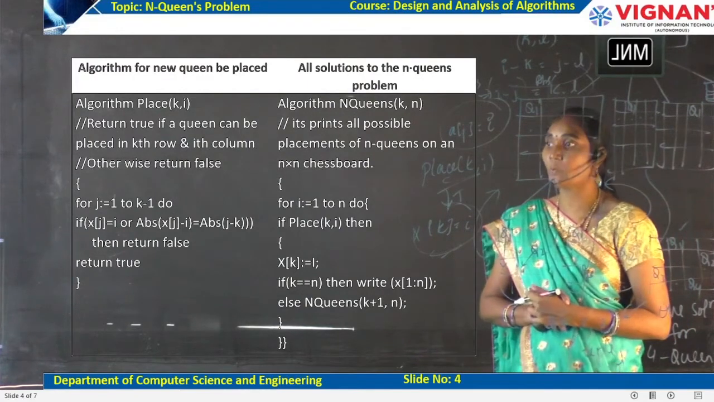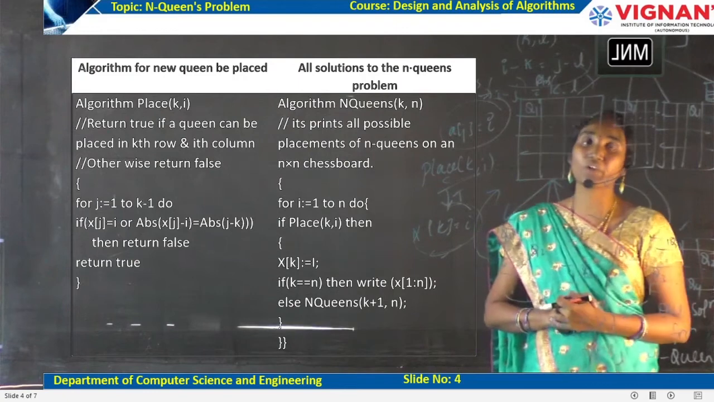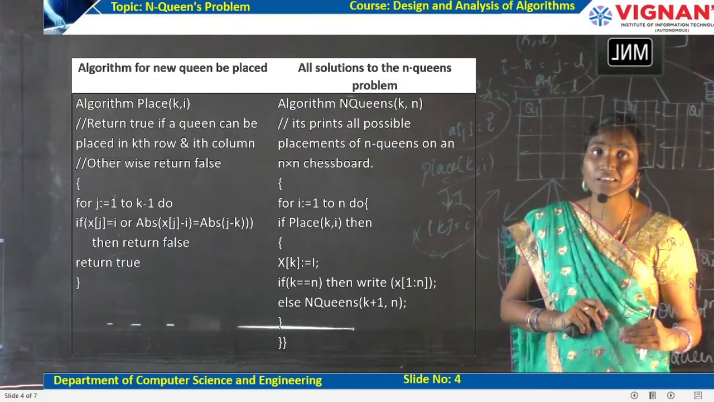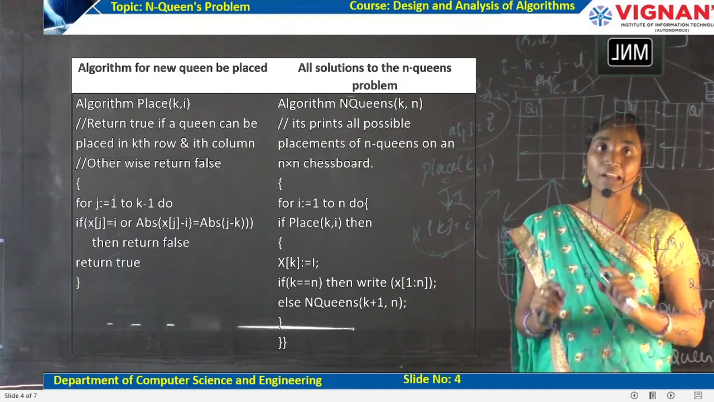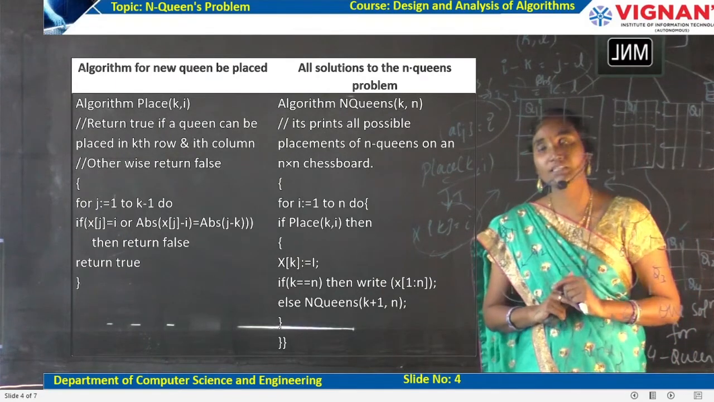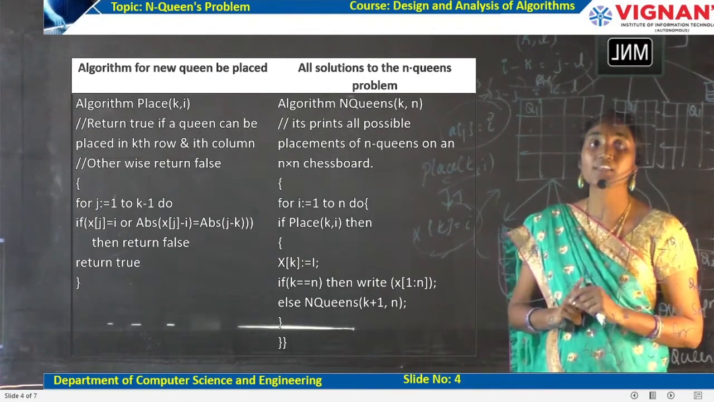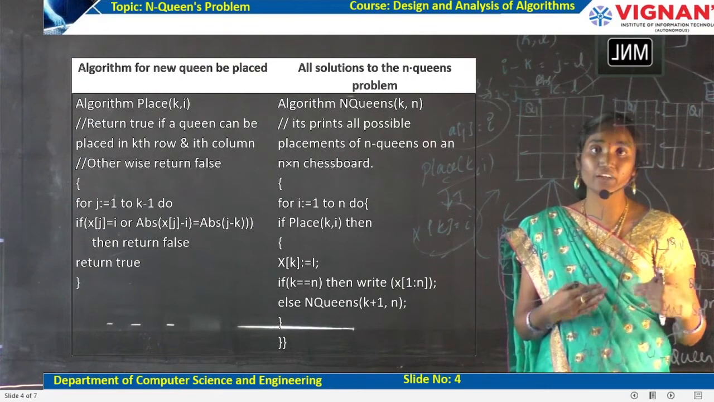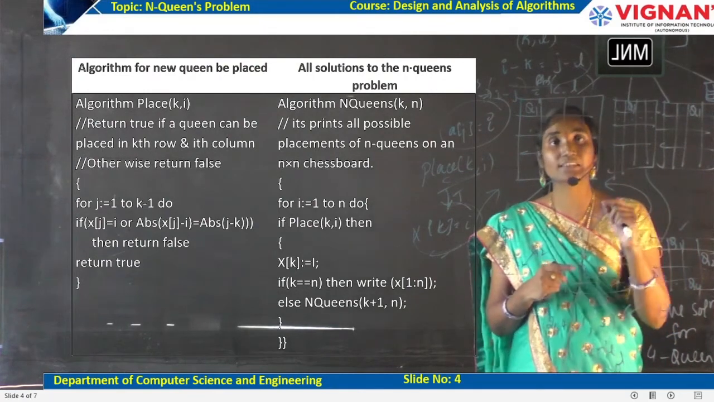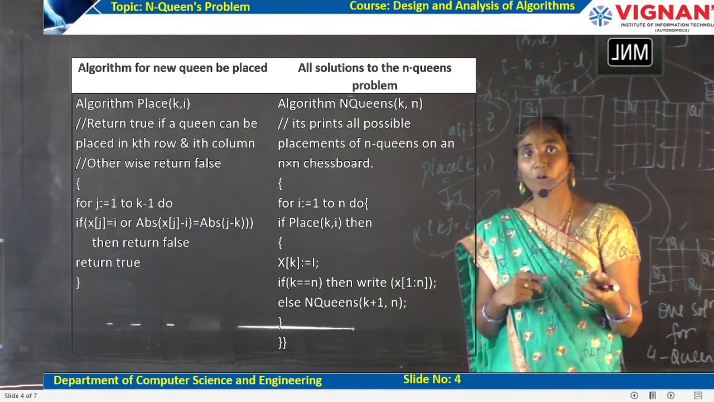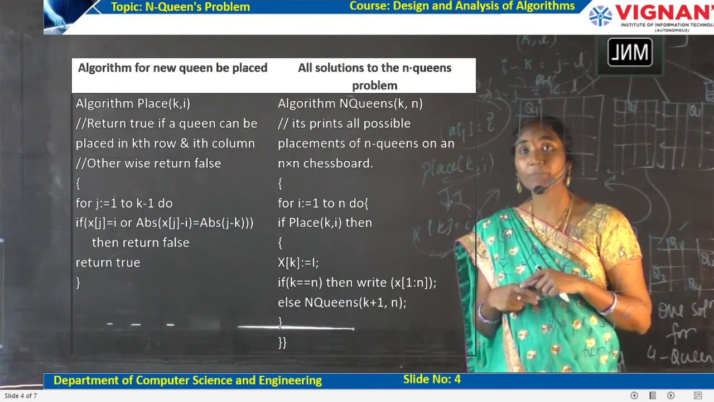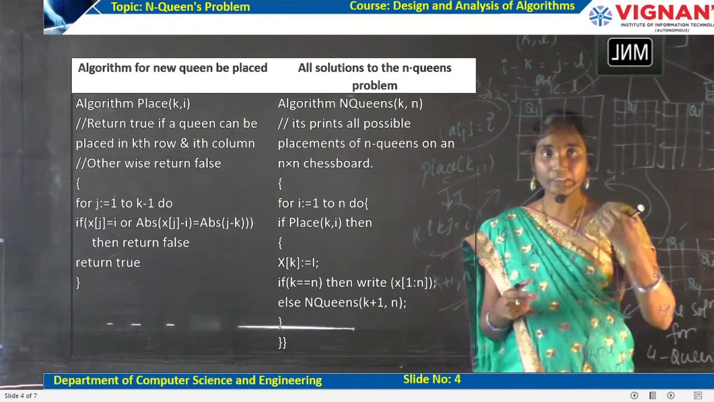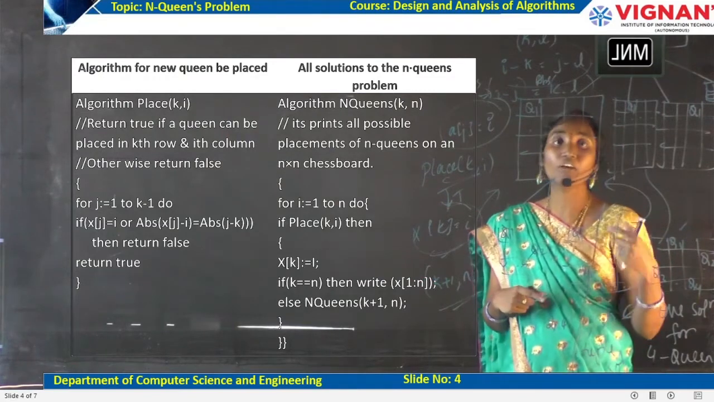Now if j is equal to n, then what happens? j equal to n means I have reached the last row. When I reach the last row, I have to simply write the entire tuple solution. Otherwise, j has not reached the end of the rows. So in that case, I have to call the N Queens algorithm with k plus 1 comma n.